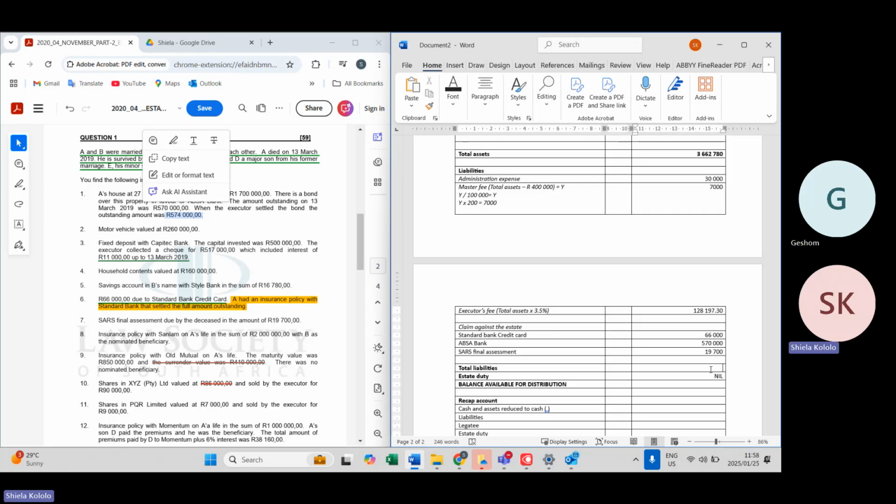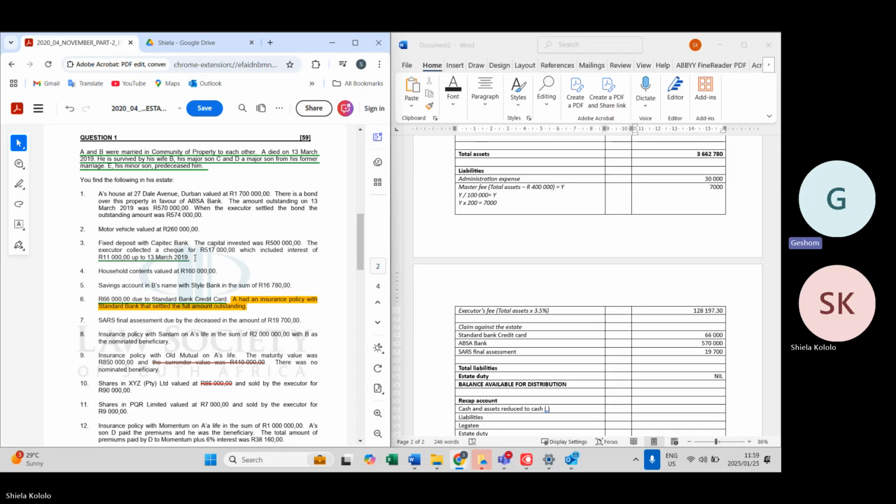Just to break this down so you can understand, it says the executor collected a check, which included interest of 11,000 up to date of death. So up to date of death, we had interest of 11,000. When you minus 11,000 from 17,000, it means the extra 6,000 interest was after date of death. I hear you. All right, please do the calculations then.